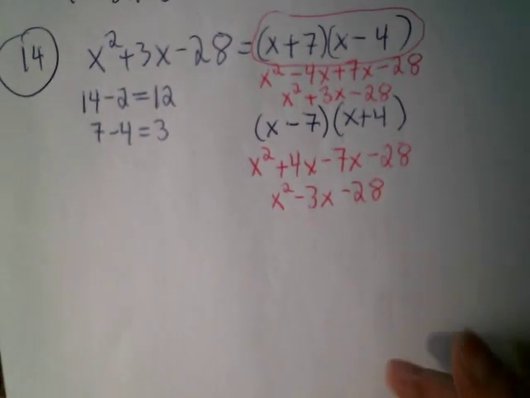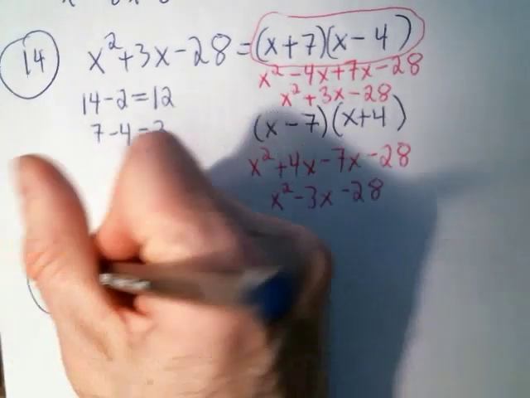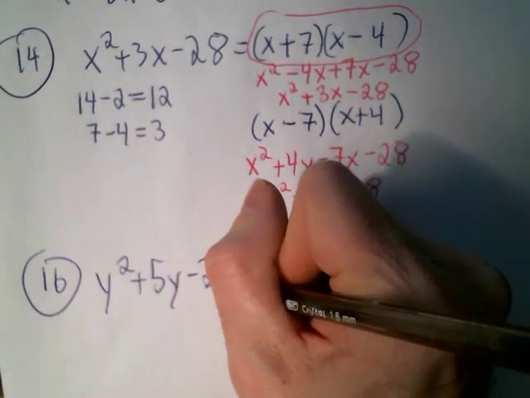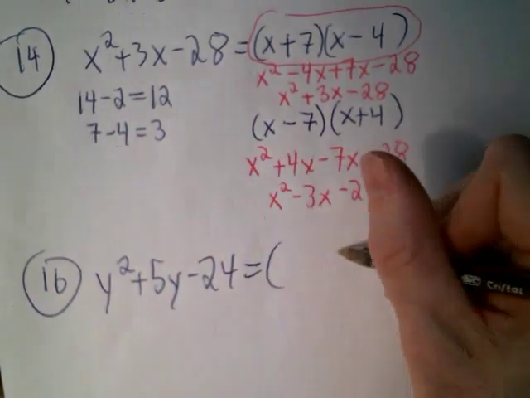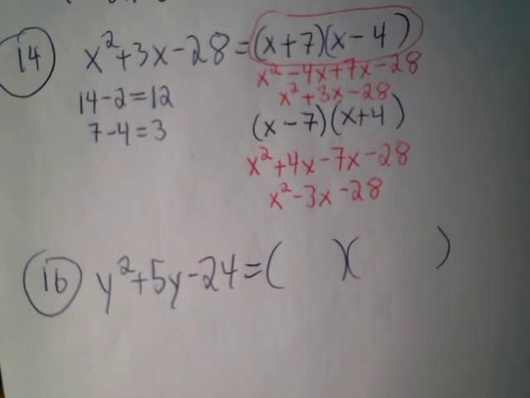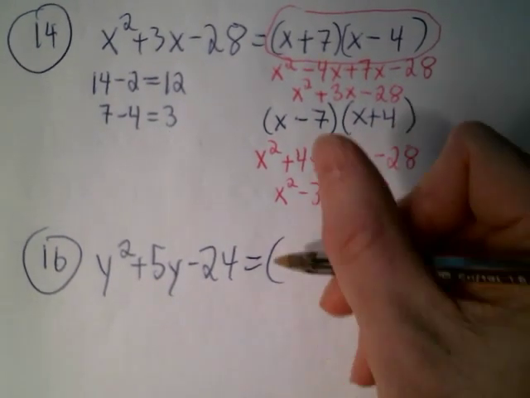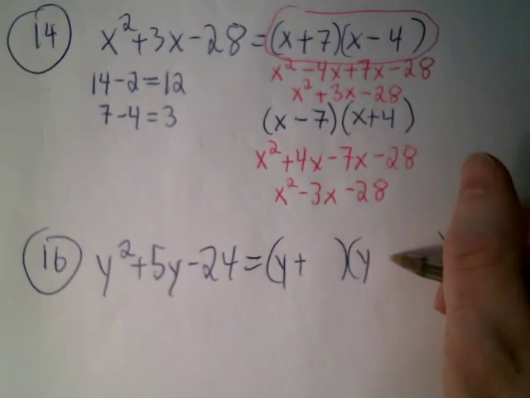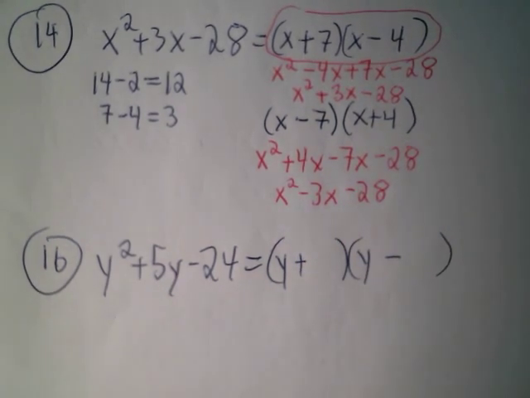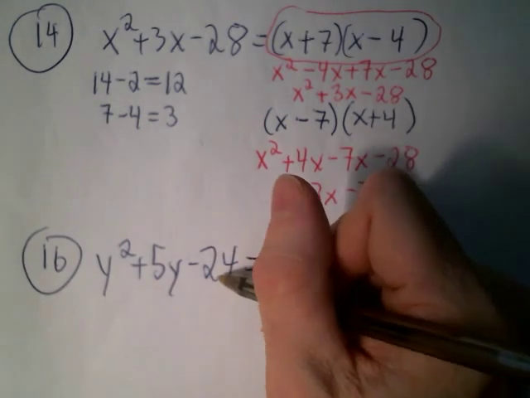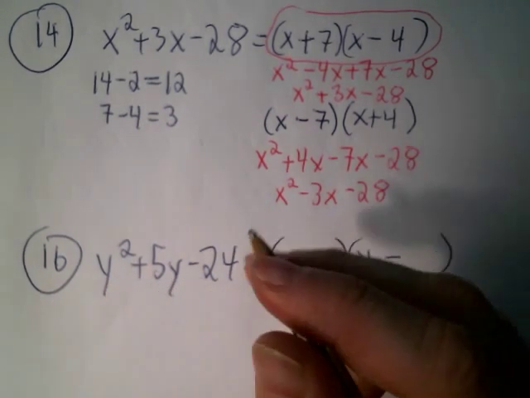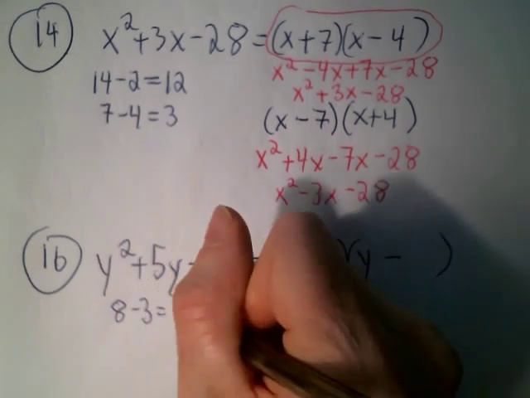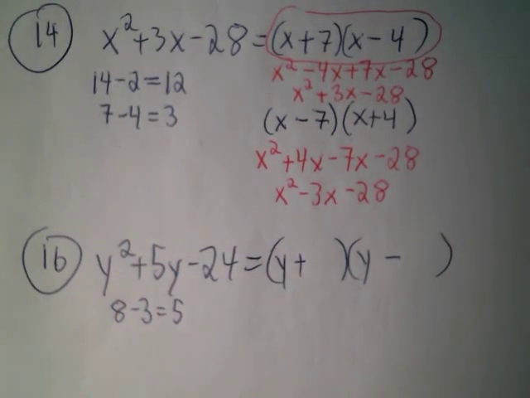So we have a whole bunch of examples here. There's 16. y squared plus 5y minus 24. I'll go ahead and factor. I'm going to need y and y, and then because of the signs, it has to be plus minus. And I want two numbers that multiply to be 24, but subtract to be 5. So 8 and 3. And of course, those will subtract to be 5.